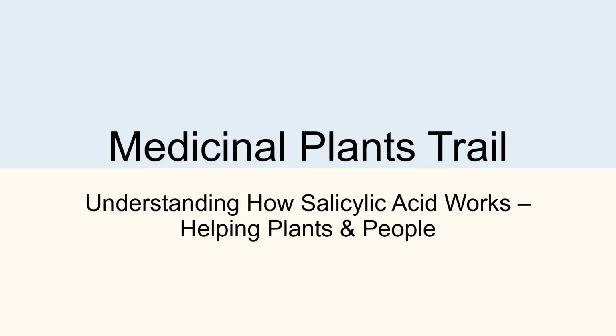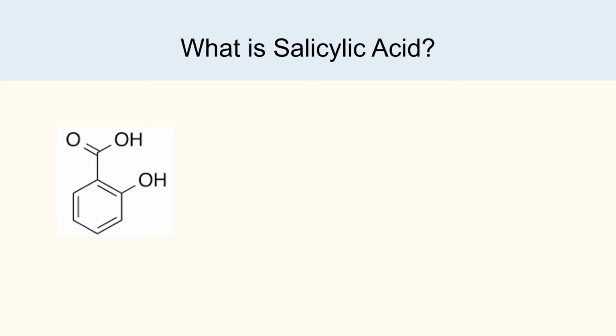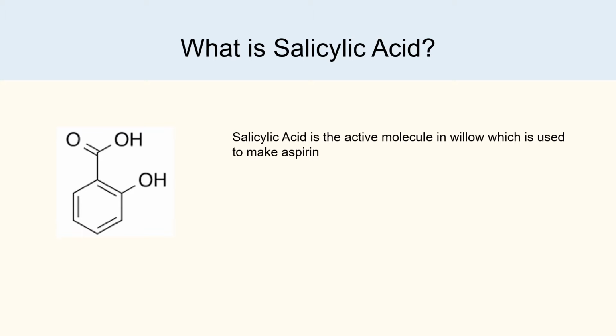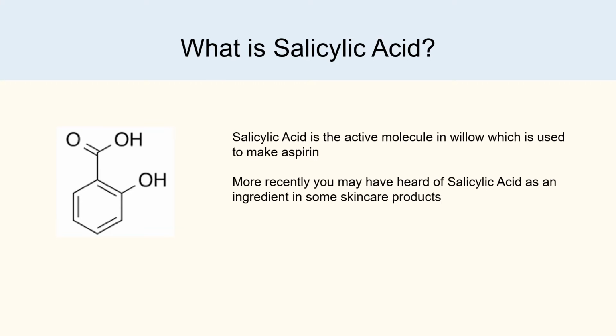Today we're looking at how salicylic acid works to help both plants and people. Let's begin. What is salicylic acid? Salicylic acid is the active molecule in willow which is used to make the painkiller aspirin. More recently, you may also have heard of salicylic acid being used in some skincare products.